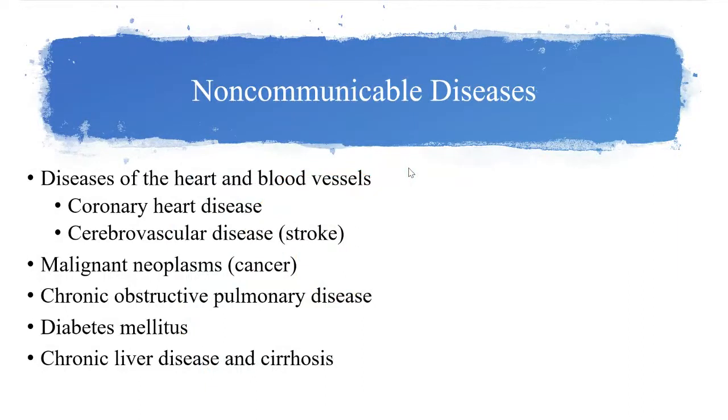So we look at diseases of the heart and blood vessels. So this makes up the two most common non-communicable diseases in the U.S. You have coronary heart disease and cerebrovascular disease, which is stroke. We have malignant neoplasms, which is cancer, chronic obstructive pulmonary disease, which is in your lungs, diabetes, and chronic liver disease and cirrhosis. So these are the most common non-communicable diseases in the U.S.